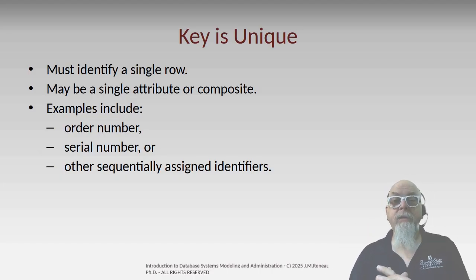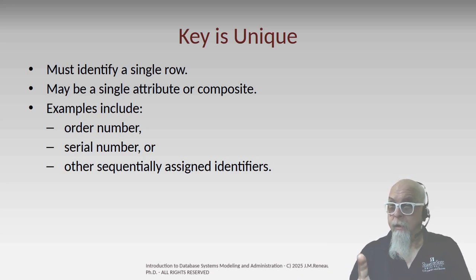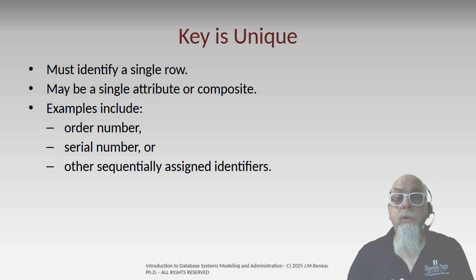Examples of a good key: maybe you've got an entity that contains order information. Well, order number would be a great key. Serial number for an item we produce would be unique, right? We only give that serial number to one item. Or other frequently assigned identifiers like a UUID or sequential numbers.